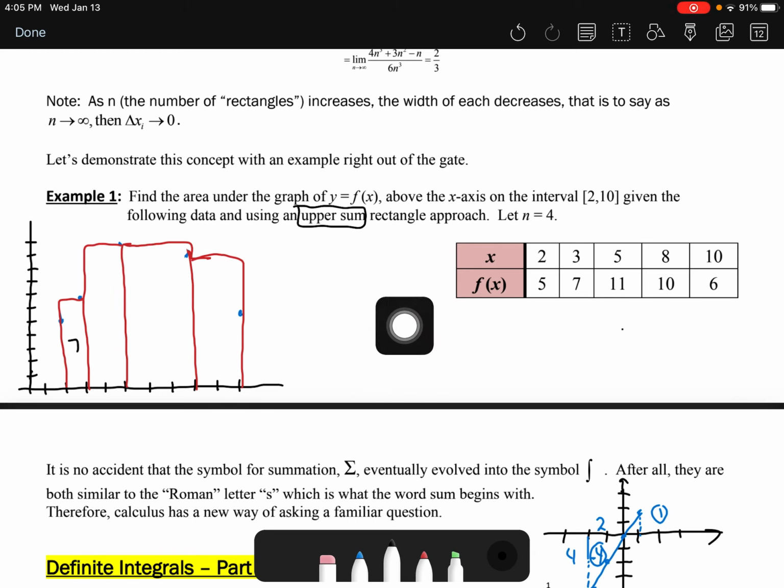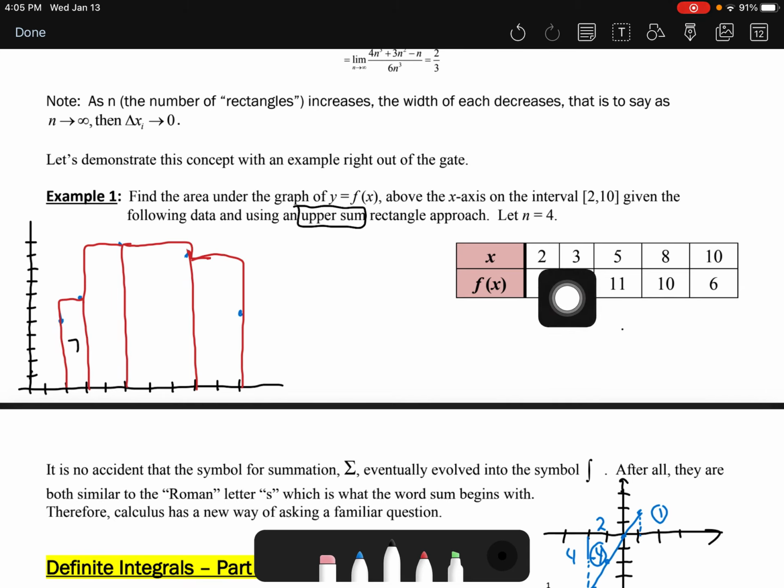Okay, so upper sum, my width is going to be the distance between the x-coordinates. We're starting at 2. We're not doing anything back here. Our data doesn't start until here. So we're going from 2 to 3. And between 2 and 3, at 2 we have a height of 5, and at 3 we have a height of 7. Upper sum means take the bigger of the two. So when I draw my rectangle, I'd be looking at this one right here, the one that has the height of 7. So the area of this first rectangle, width of 1, height of 7, would have an area of 7.